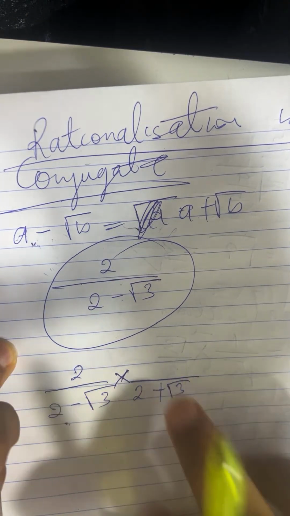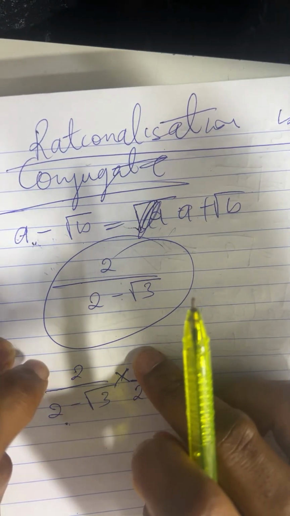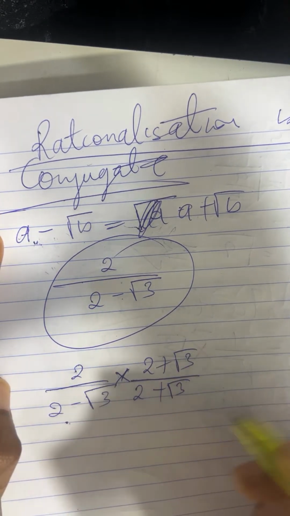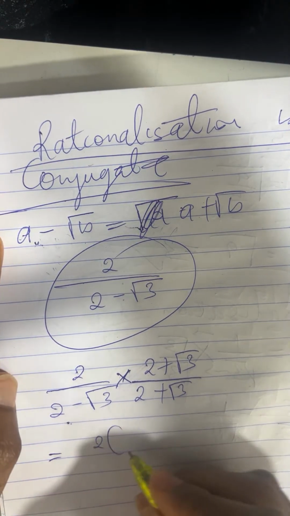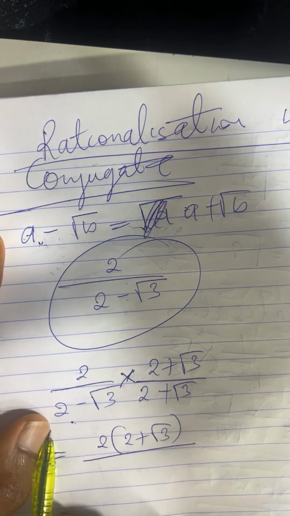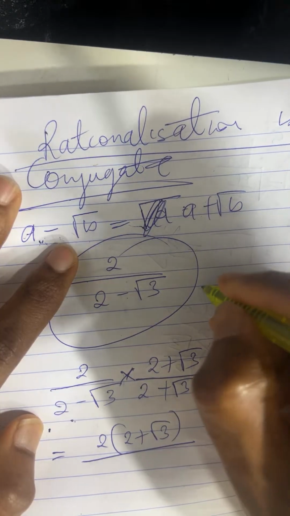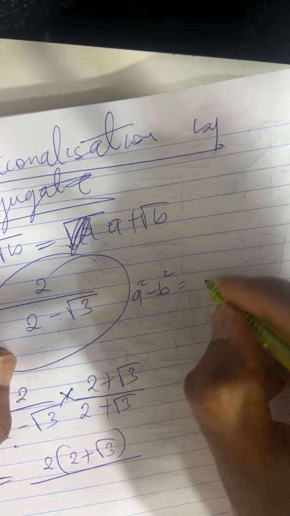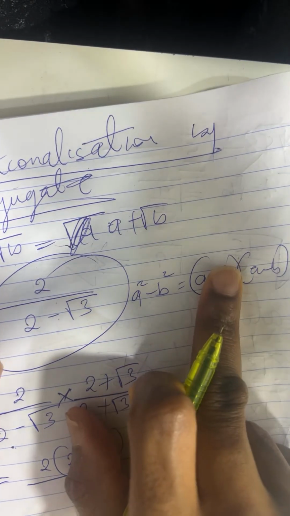Then since you multiply the denominator, you also have to multiply the numerator so that you can maintain equivalency. So what do you get? You have 2 plus root 3. So when you multiply that, we have 2 into 2 plus root 3, divided by, this is now clearly a difference between two squares. And you know, in difference of two squares, a minus b squared is the same thing as a plus b into a minus b. That's the difference of two squares formula.